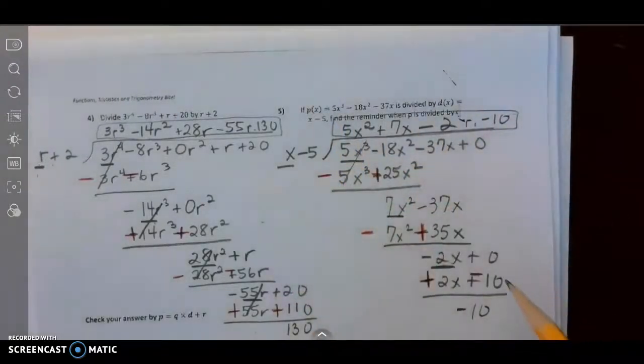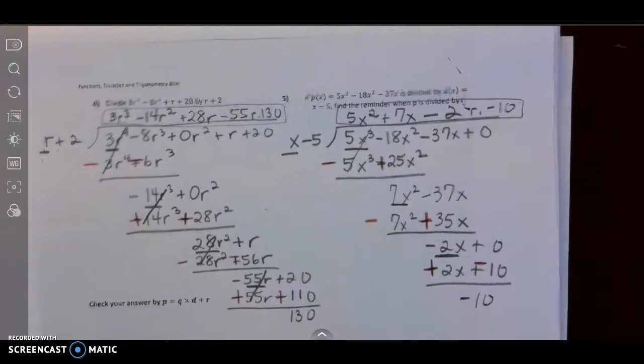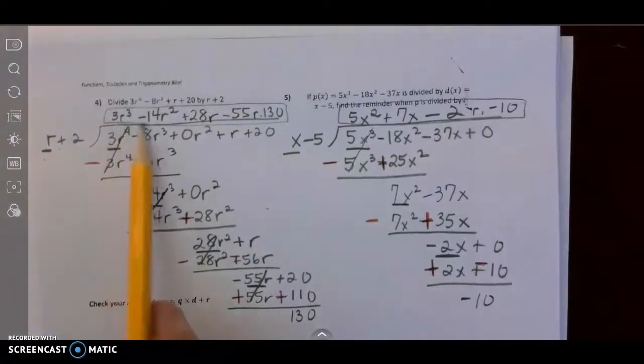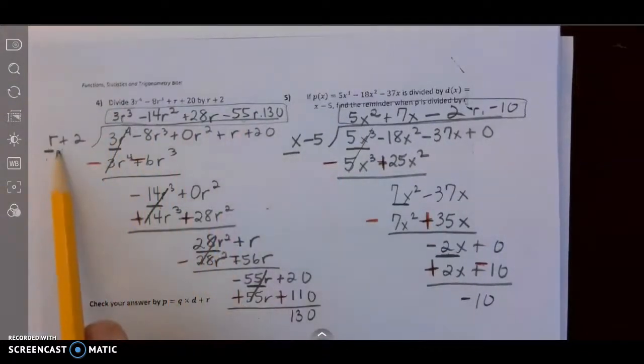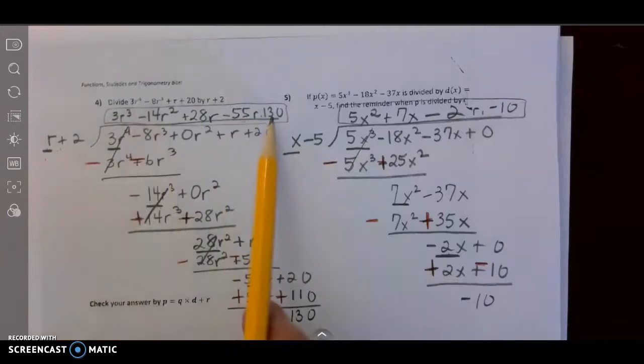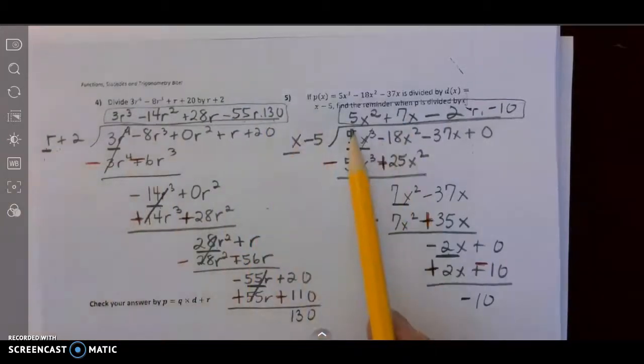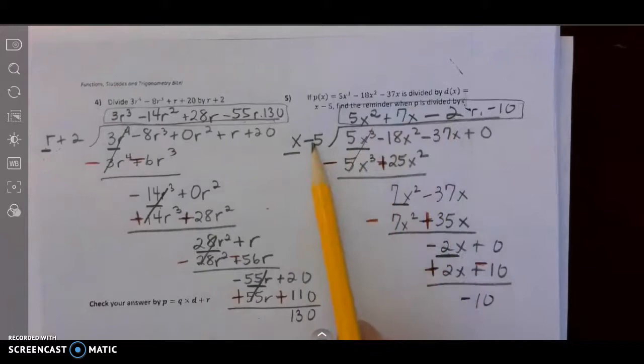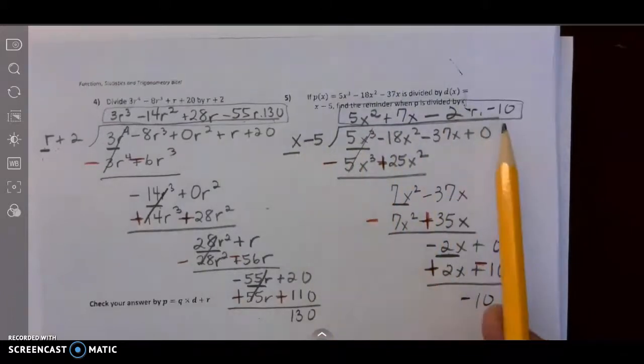That would have been very tempting. It actually was very tempting for me to just say 10 was my remainder. But I have to remember that I'm subtracting. That's why I always change these signs and then add up. And of course, you can check your answer. Take this and multiply it by r plus 2, and then add 130. Or take this one, multiply by x minus 5, and add negative 10.